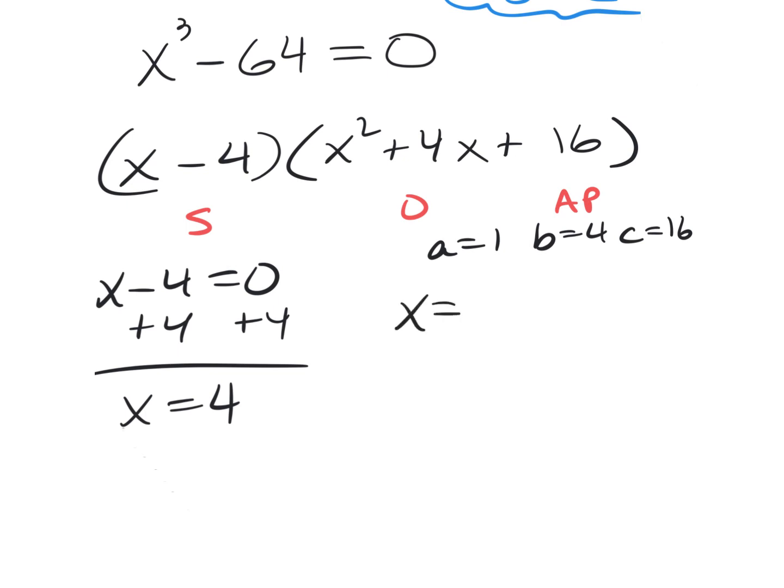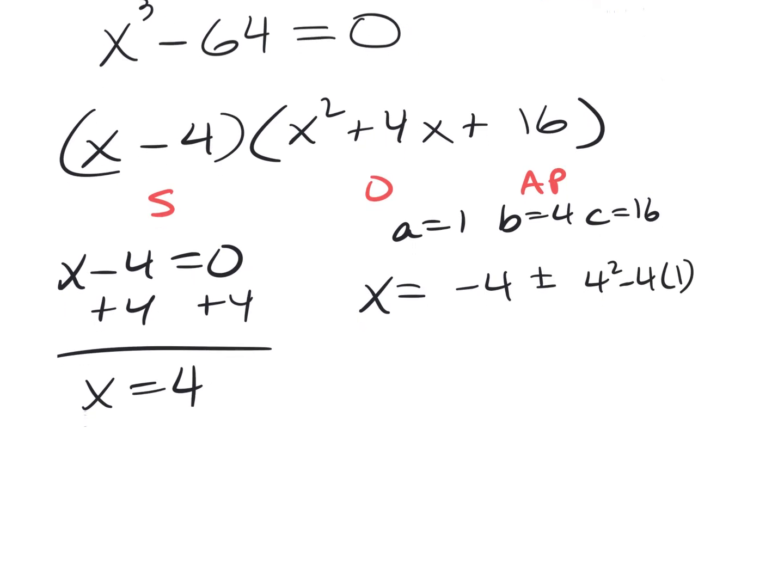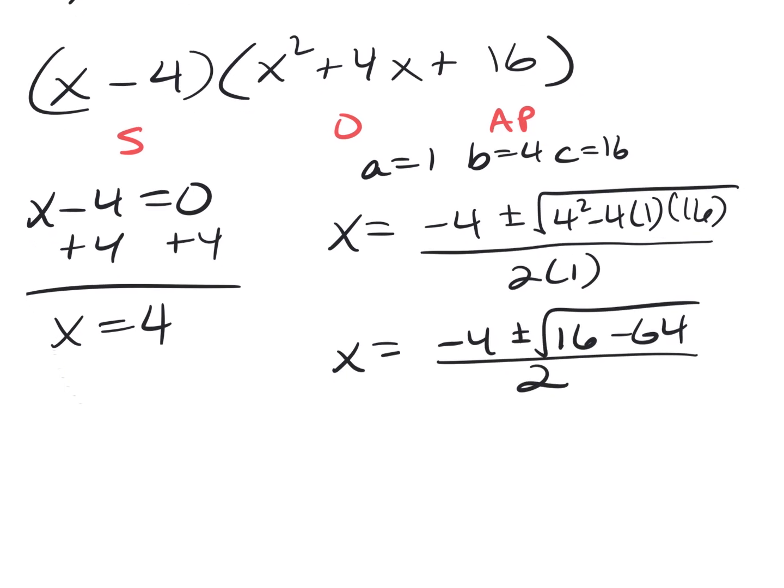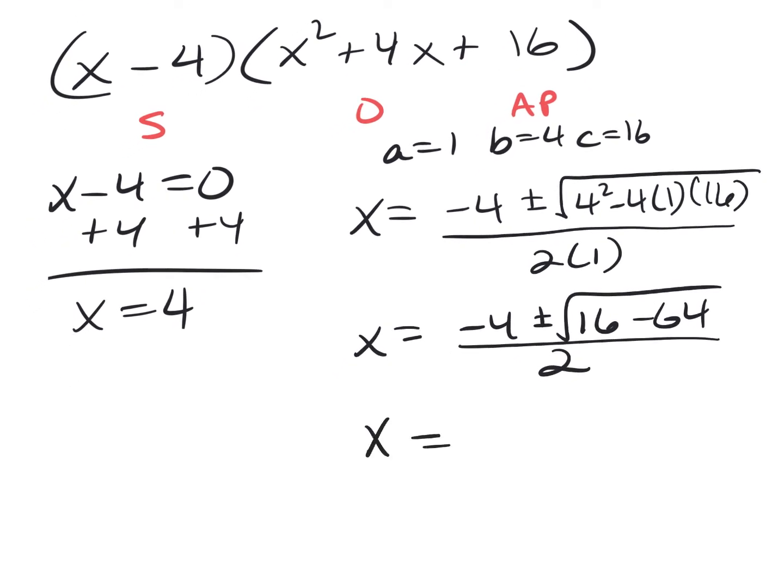So x is equal to negative 4 plus or minus the square root of 4 squared minus 4 times a times c, all divided by 2 times a. I'm going to go ahead and square the 4. I'm going to multiply negative 4 times 1 times 16. I get negative 64. I'm going to subtract what's under the radical. I get negative 48.